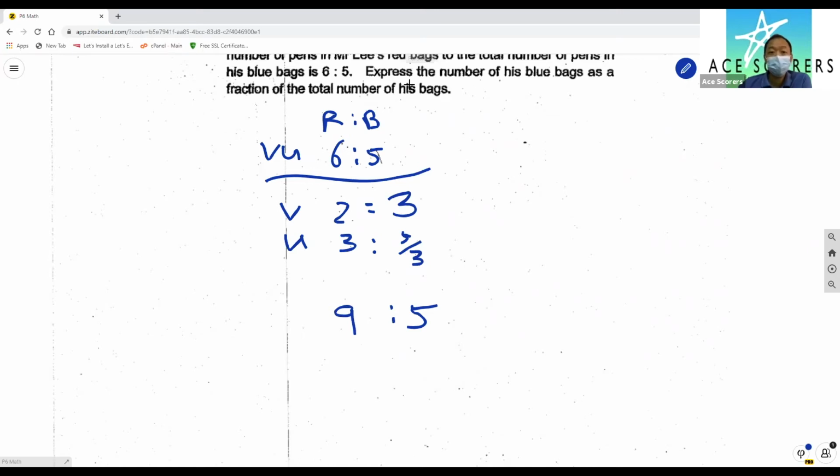Now what do they want? Express the number of blue as a fraction of the total. What's the total? 14. Total is 14. So blue is 5 over 14. Which is wrong. Where did I go wrong?